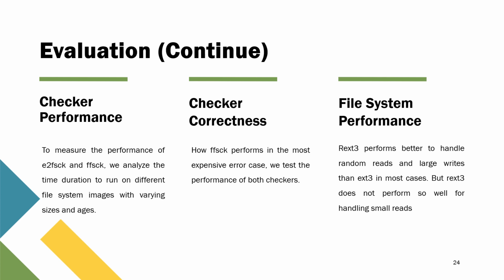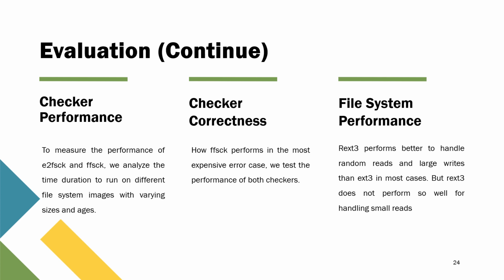To measure the performance of the E2 file system checker and the fast file system checker, we analyze the time duration to run on different file system images while varying the size and ages. The second one, checker correctness. How the fast file system checker performs in the most expensive error case. We test the performance of both checkers. The third one, the file system performance. REST file system performs better in handling random reads and large writes than ext in most cases, but it does not perform so well for handling small reads.